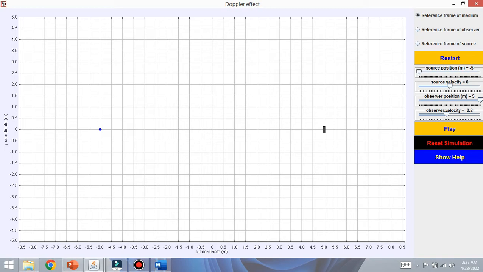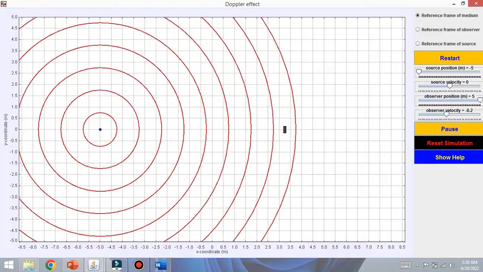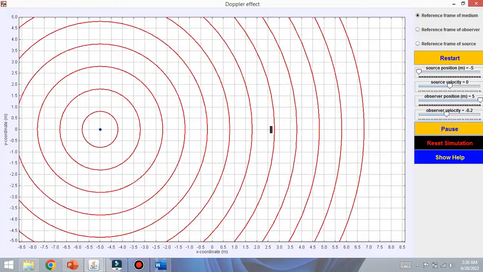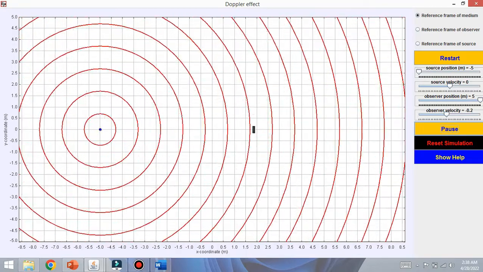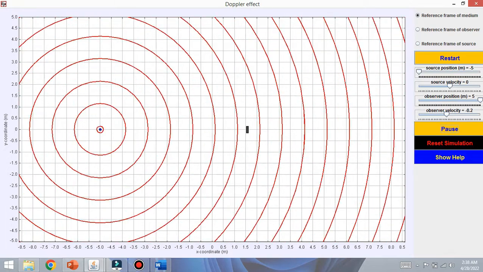So let us use this Doppler effect simulation to see what the wavelength looks like from the perspective of the observer if the observer is moving towards the stationary source. So I set here the source velocity to 0 since it's stationary, and then the observer velocity is towards the left, towards the source. So this is how it looks. You can see the observer is now moving towards the stationary source. There is no change of wavelength. The wavelength is the same as when there is no relative motion between the source and the observer.